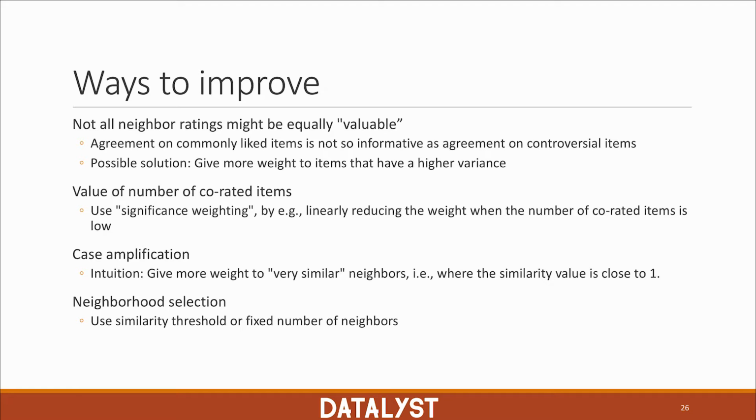And finally, in terms of the neighborhood selection, we can either go with a fixed number of neighbors, let's say 10, 20, or 50 or whatever, or use similarity thresholds and say, look, anyone who's above this value is a neighbor. So one user could have 5 neighbors and another user could have 200 neighbors. So these are just some ideas. There are many, many more ideas around collaborative filtering and how to improve it.